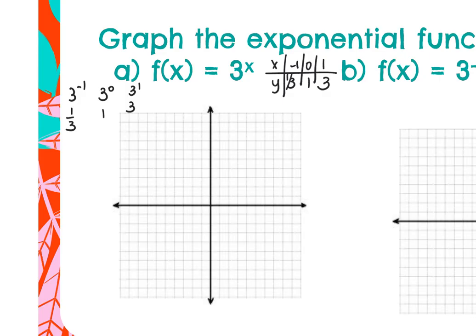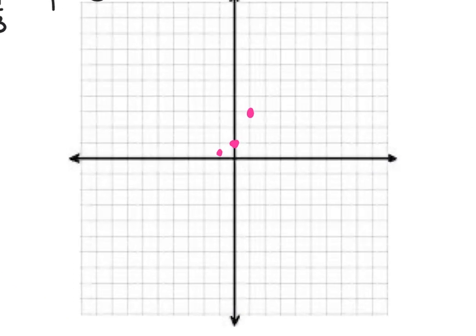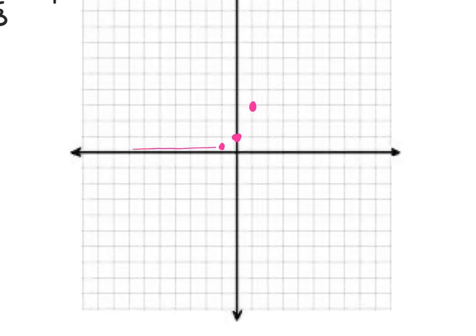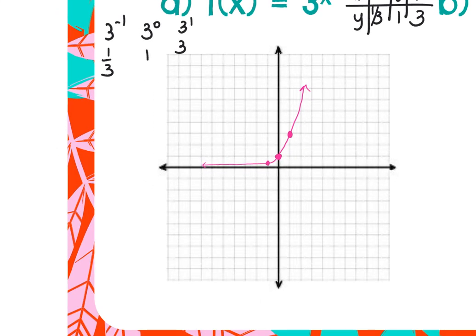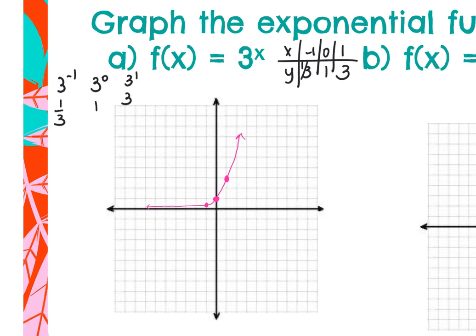Okay, so now I'm going to go to my graph and I'm going to plot this. At -1, it's 1/3. At 0, it's 1, and at 1, it's 3. It's not going to cross the x-axis, so I hug the x-axis with the left side of this curve. And then it's going to increase exponentially, so it has that curve to it. I'm going to run it through my 3 points. So in addition to graphing, it's going to ask you for domain. It's going to ask you for range. It's going to ask you for your y-intercept. And it's going to ask you for your horizontal asymptote.